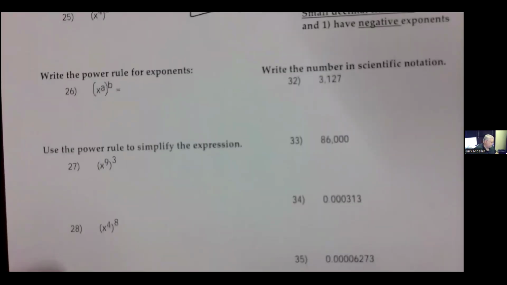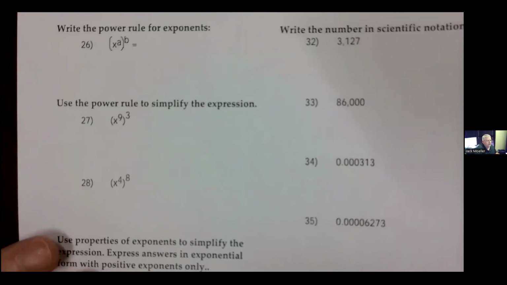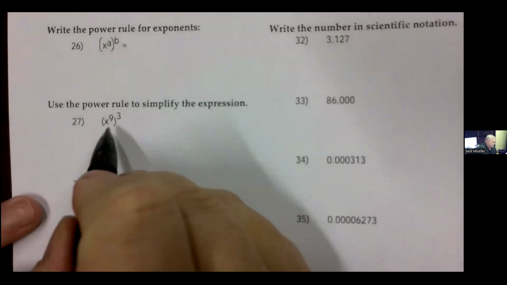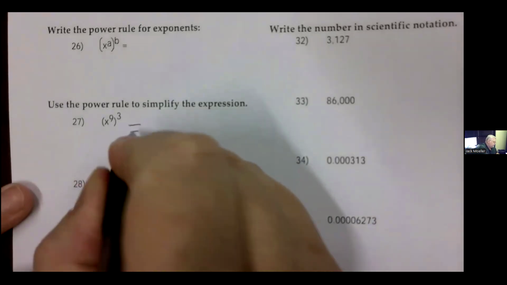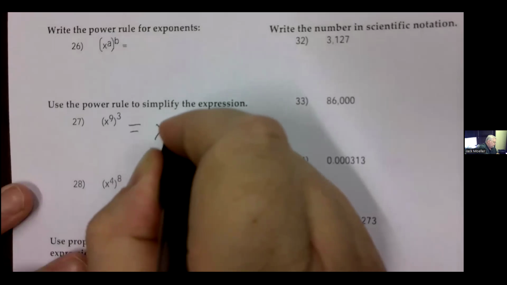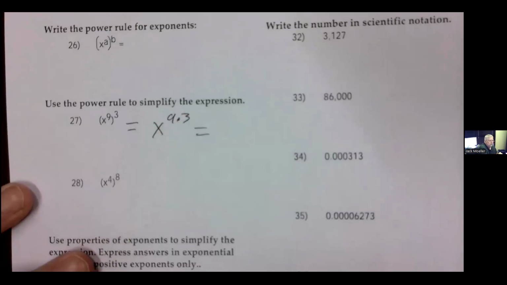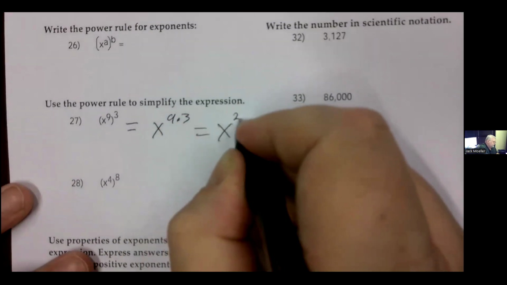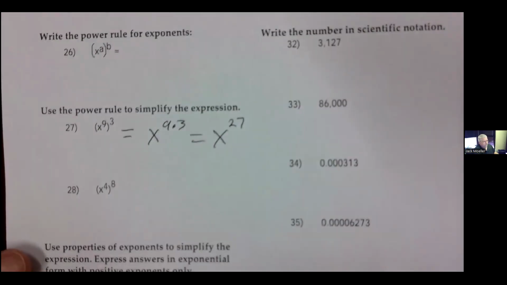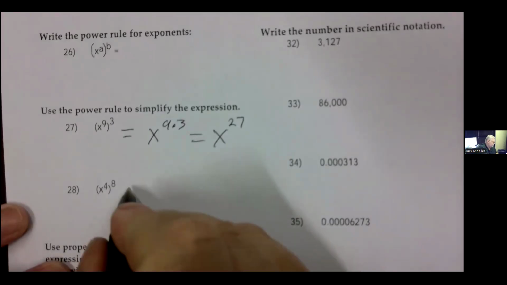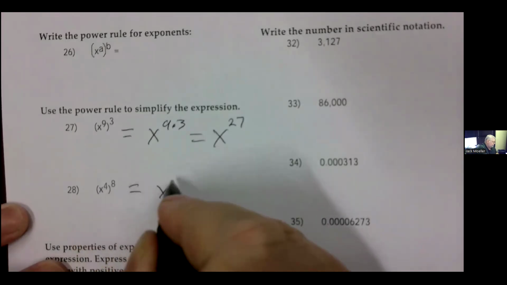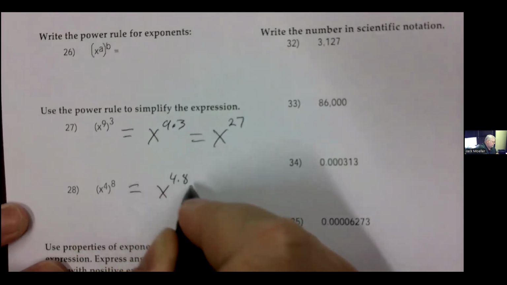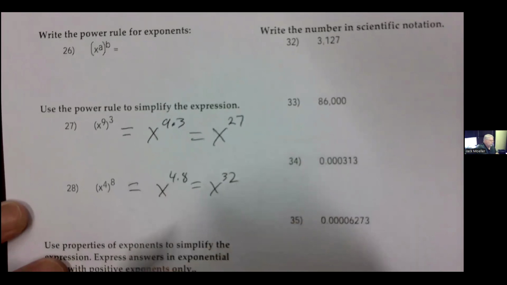All right. So what do we do with that? Well, at 27, we have x to the ninth to the third power. So we have power raised to a power. So you multiply the exponents. So 9 times 3 gives us x to the 27th power. So what about 28? X to the fourth to the eighth power. Well, we have power raised to power, so we do 4 times 8, x to the 32.